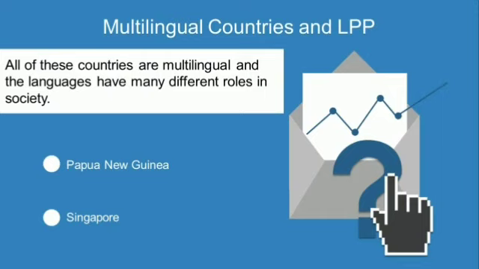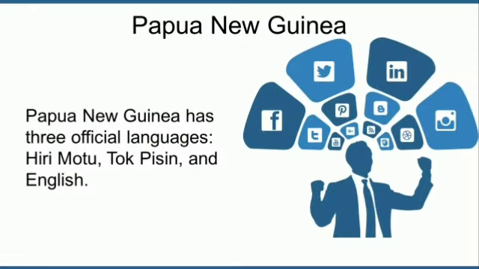Now we are going to discuss multilingual countries and LPP in Papua New Guinea and Singapore. Papua New Guinea has three official languages: Hiri Motu, Tok Pisin, and English. Of the three official languages, Tok Pisin is becoming more the first language of many young people, particularly city dwellers. Hiri Motu, another official language of Papua New Guinea, is also pidgin-based. It is identified with Papua and Papuan languages, which are quite different from those in New Guinea.